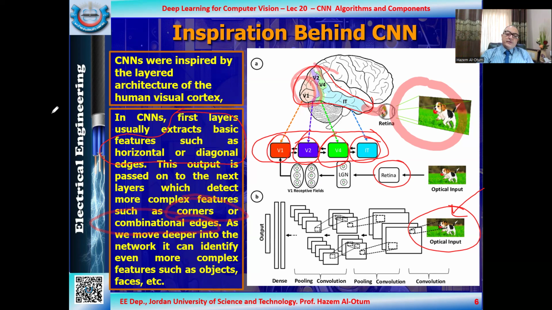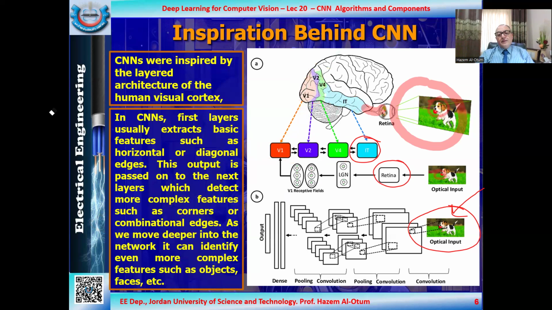And when you go further and further, you can even identify more complex features like subjects, like objects, like the head of the dog, maybe the small ball in the dog's mouth. And sometimes we can go deeper and deeper to get some information about the faces and recognize different types of faces, different objects within the image.